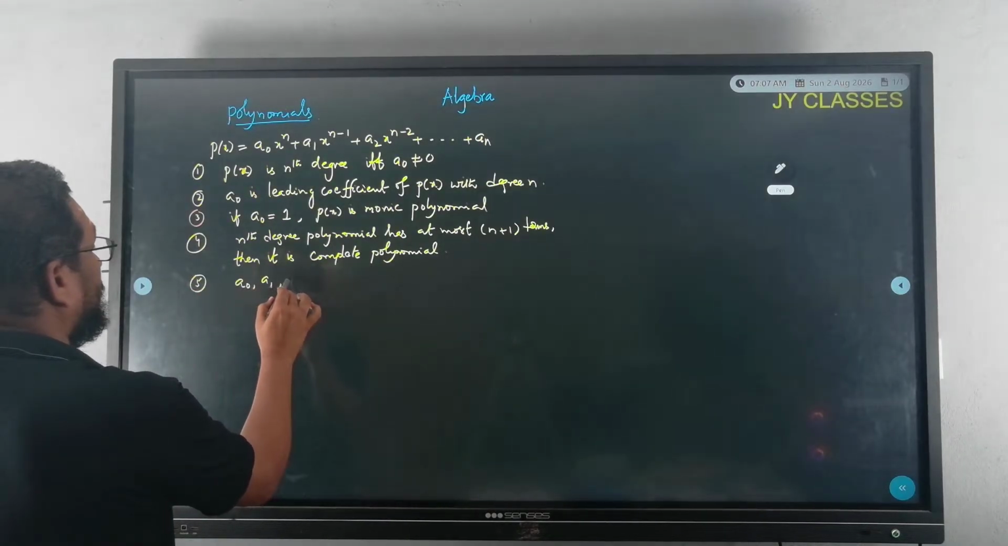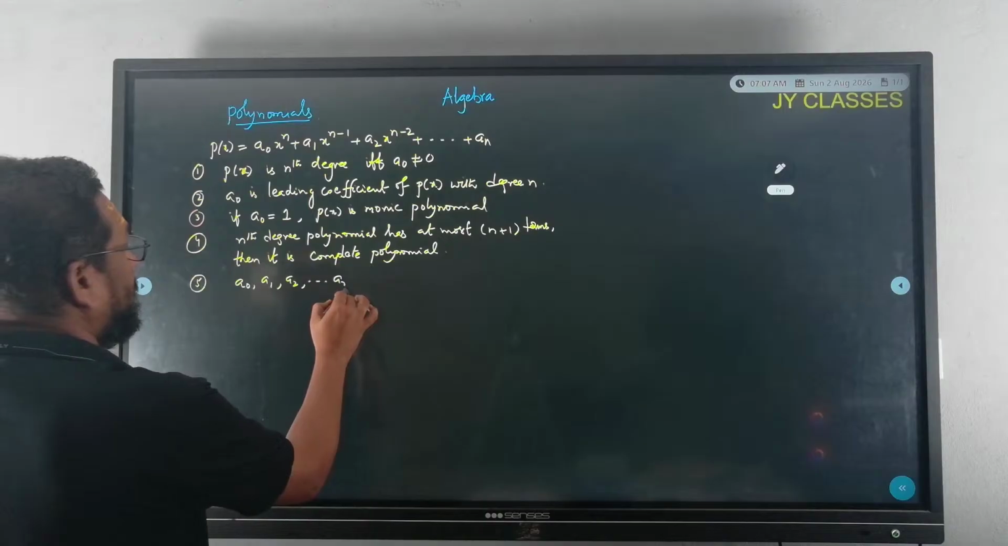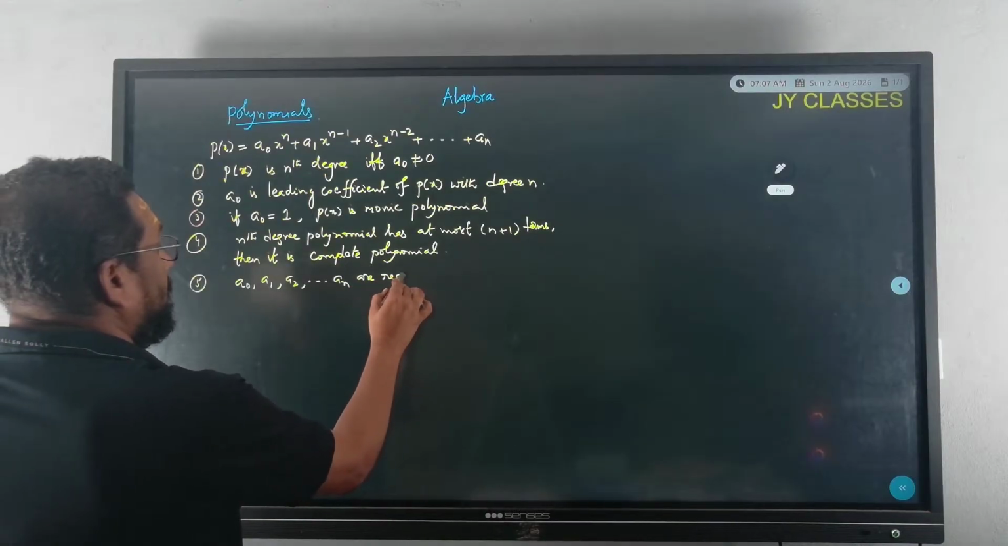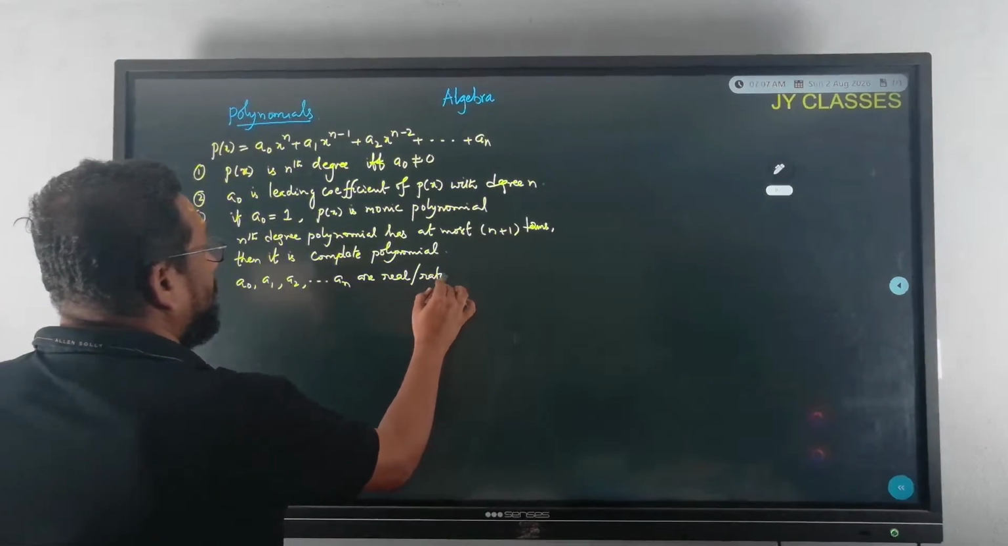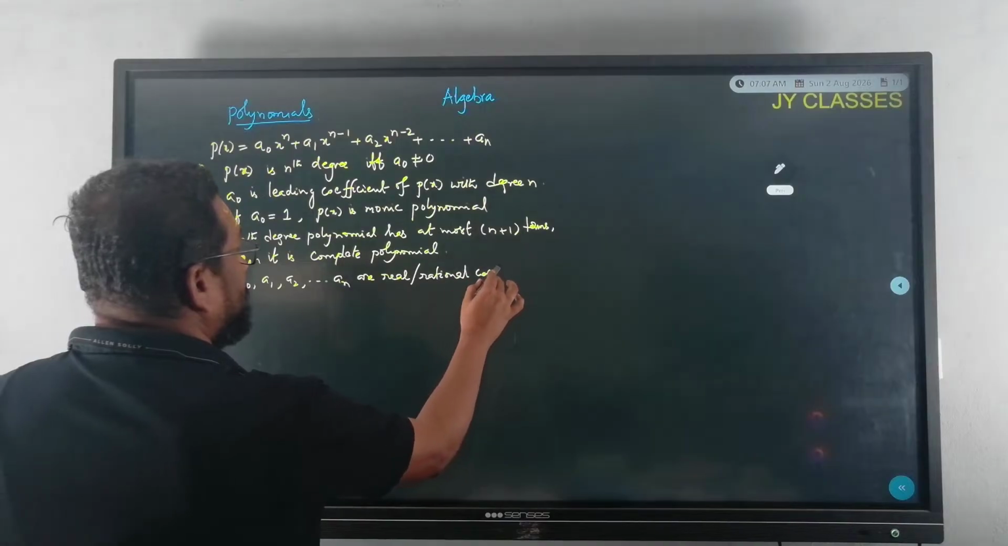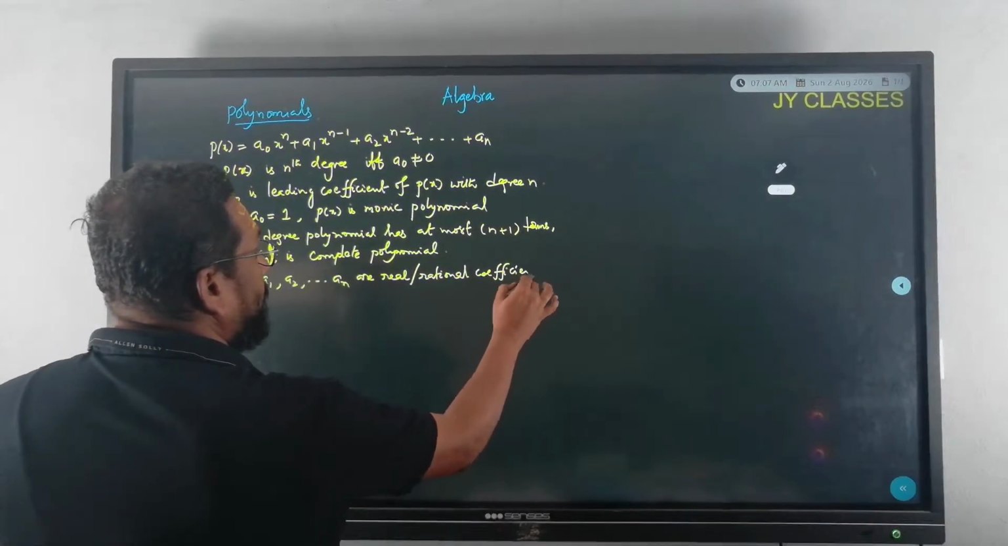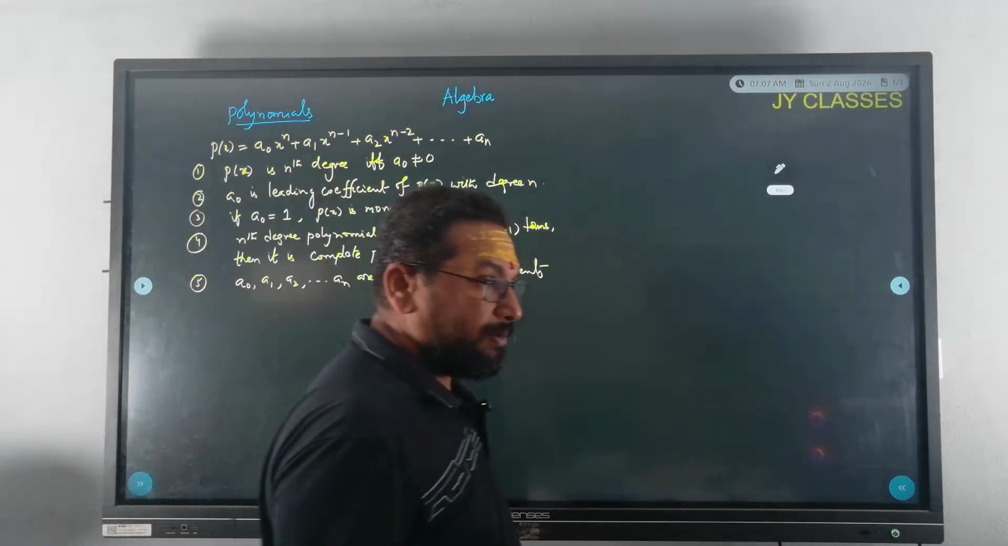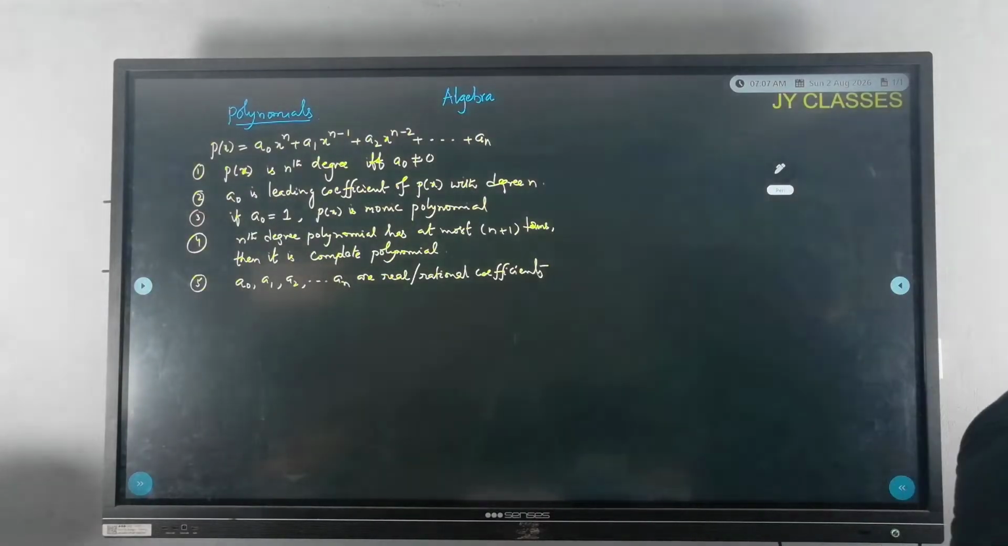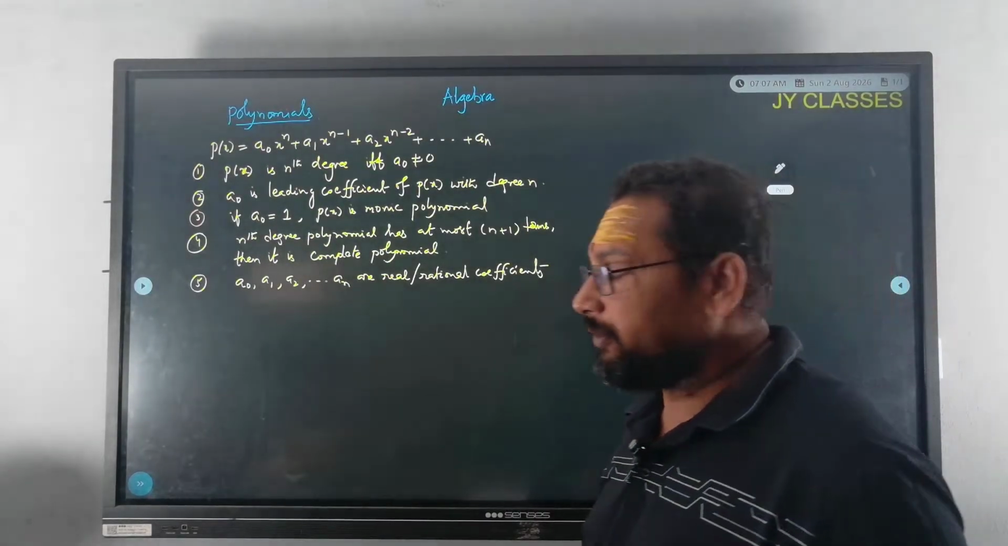Here a naught, a1, a2 and so on up to an are real or rational coefficients. Sometimes irrational coefficients also can exist. That's why real or rational coefficients. Write down the points, all of you.